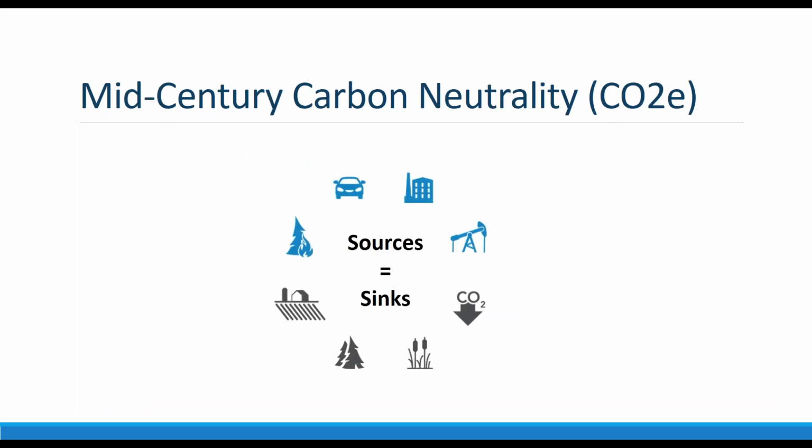The concept of carbon neutrality is relatively simple. To ultimately stabilize the climate, the carbon dioxide and other greenhouse gas emissions generated by sources such as vehicles, power plants, industrial processes, and natural and working lands must be less than or equal to the amount of carbon dioxide that is removed from the atmosphere.